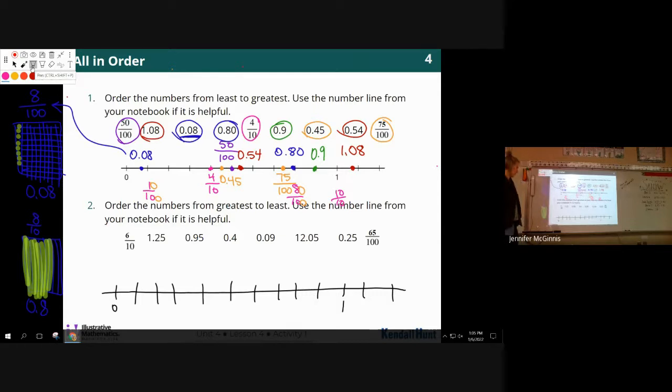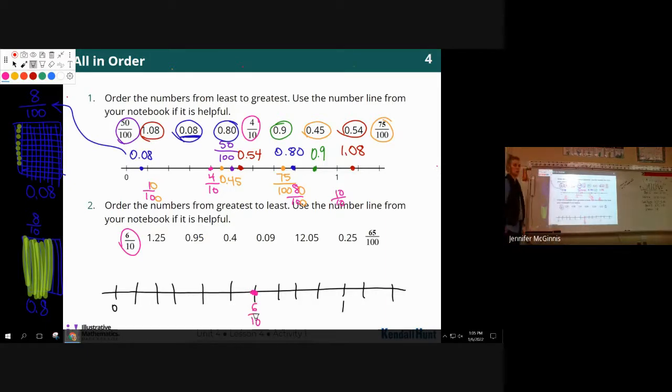Bobby, which number do you want first? I want 6. That's my favorite. Where do you want it? On the 6 tick. 1, 2, 3, 4, 5, 6. Right here? Yep. 6/10. I agree.